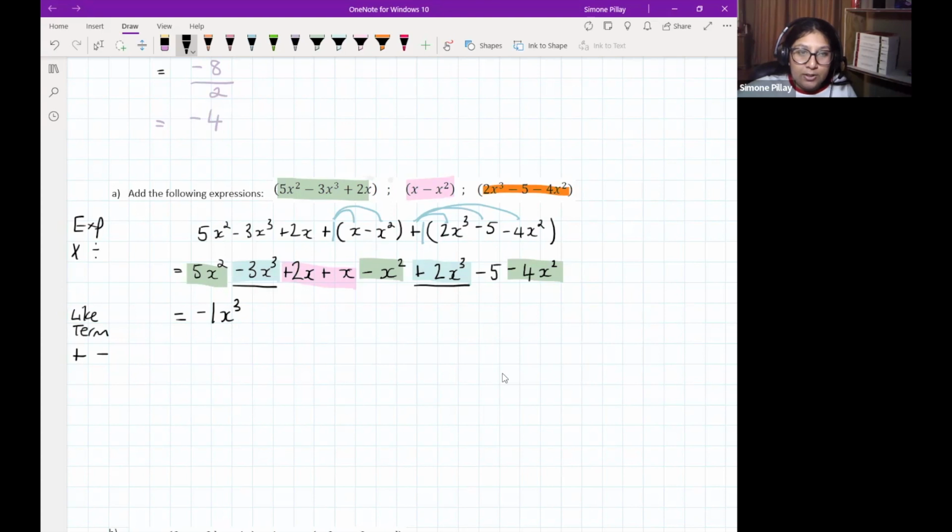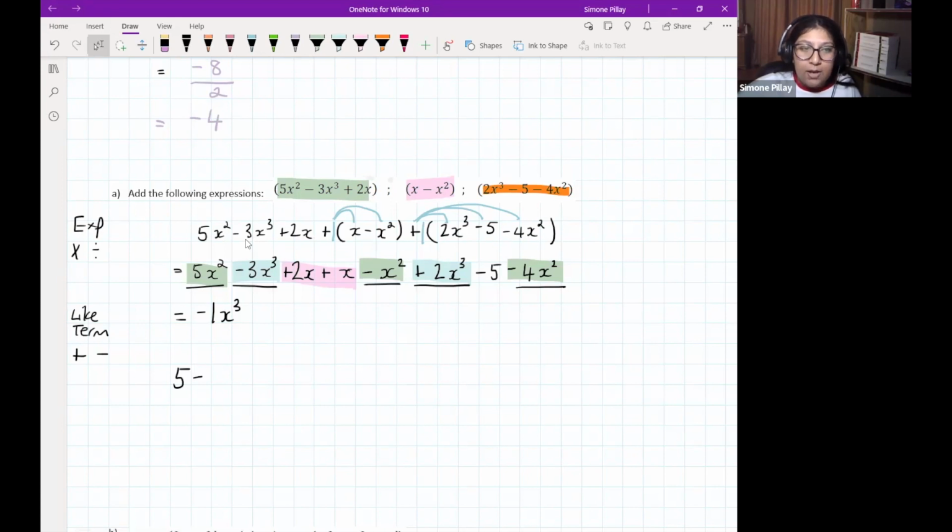Then you're dealing with your x squares. My x squared, ma'am, is negative 1 x squared. How did you get negative 1? Tell me. Ma'am, I said 5 minus 4, which is negative 1. No. So look what it is. We have 5. We first have 5x squared.